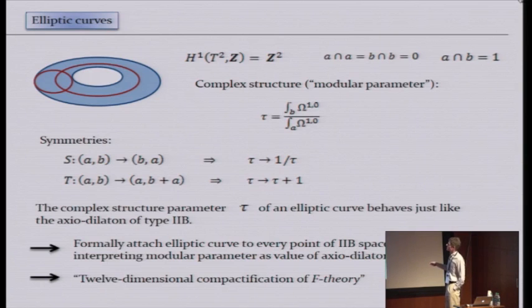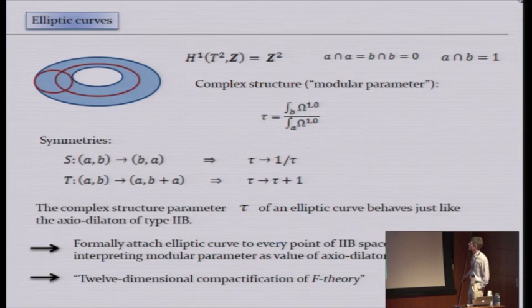And the other thing you can do, which leaves the lattice invariant, has the effect of taking the A cycle to itself and the B cycle to B cycle plus A cycle. So there's a symmetry that gives you the exact same elliptic curve. If you do this on tau, you find that tau goes to tau plus 1, because B goes to B plus A, so this goes to the period of B plus the period of A over the period of A, so that's tau goes to tau plus 1.